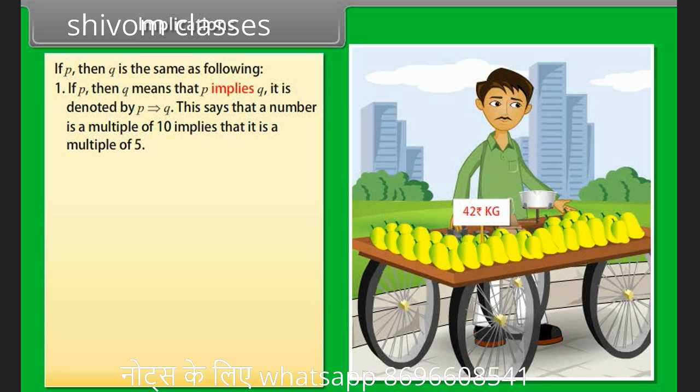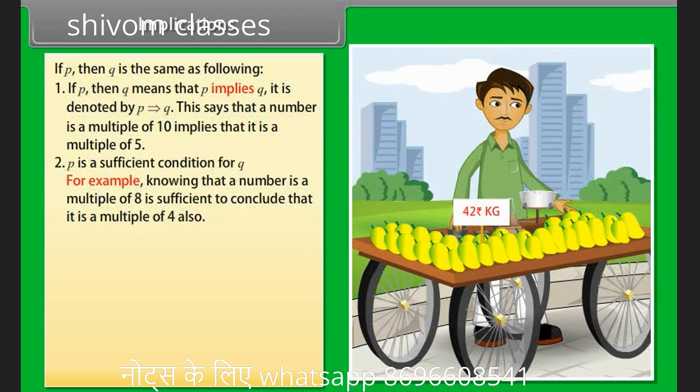This says that a number is a multiple of 10 implies that it is a multiple of 5. P is a sufficient condition for Q. For example, knowing that a number is a multiple of 8 is sufficient to conclude that it is a multiple of 4 also.